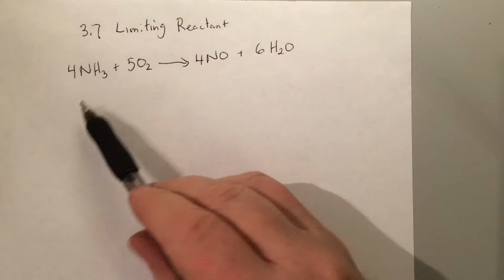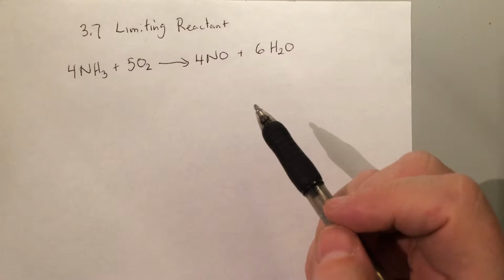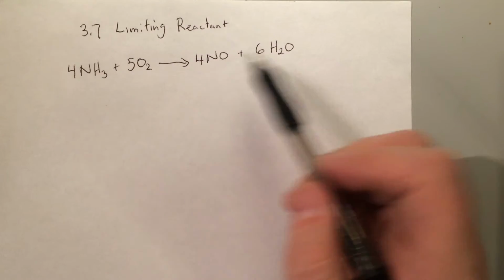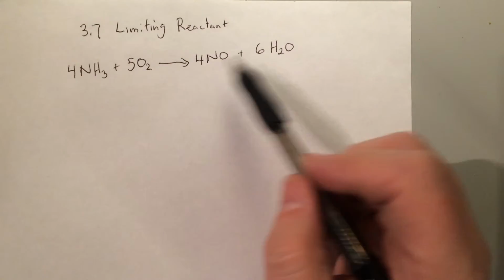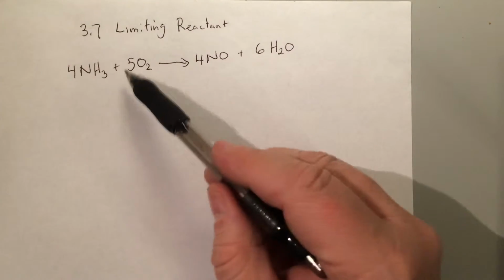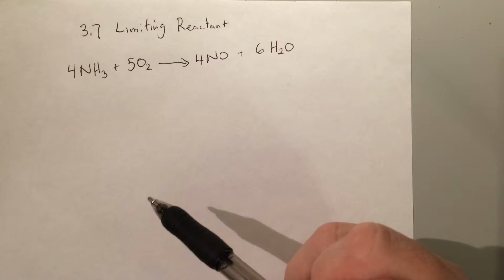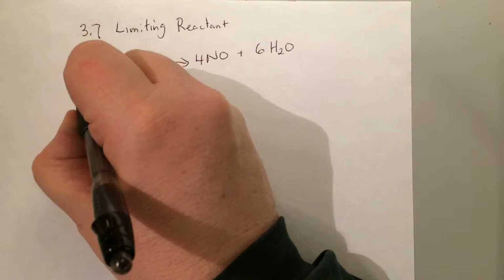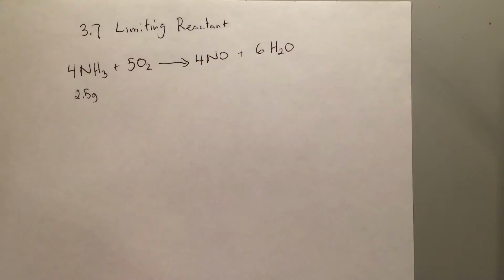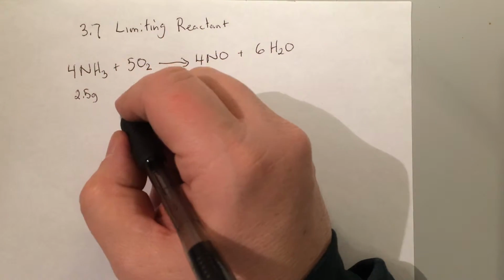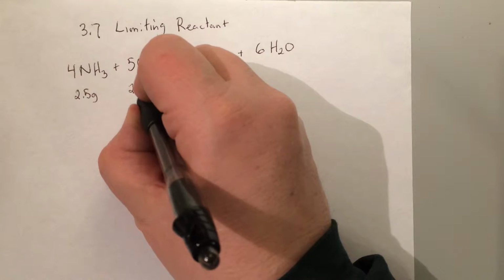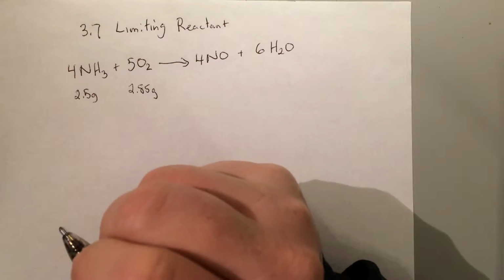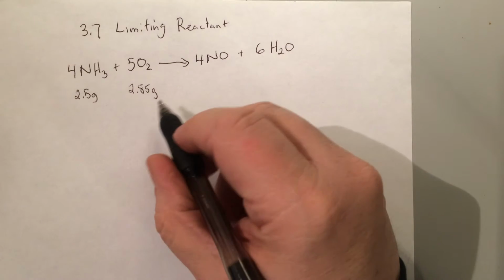Remember, you're going to go through the balanced equation at the end, once we get moles of everything, then we have a relationship between each of these reactants and products based upon the numbers of moles that we start with. So in this problem, we've got 2.5 grams of ammonia and 2.85 grams of oxygen.